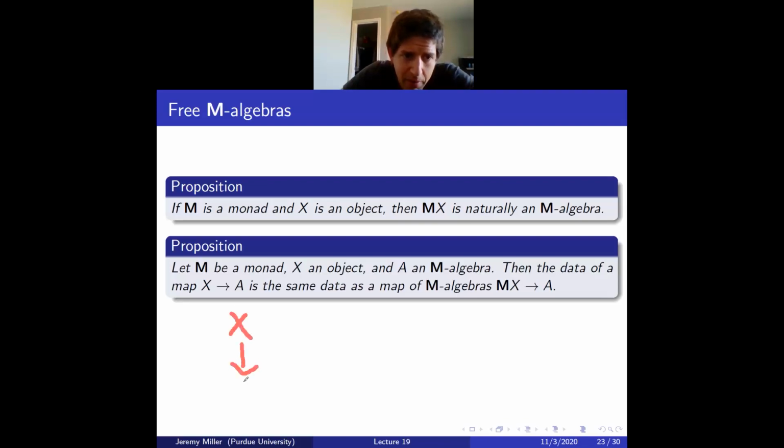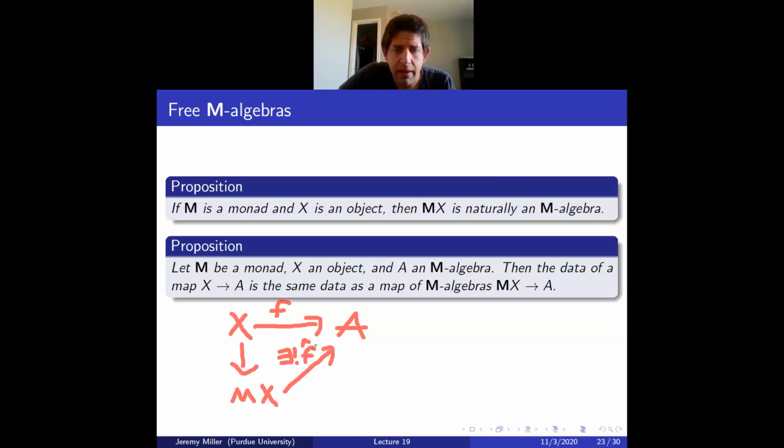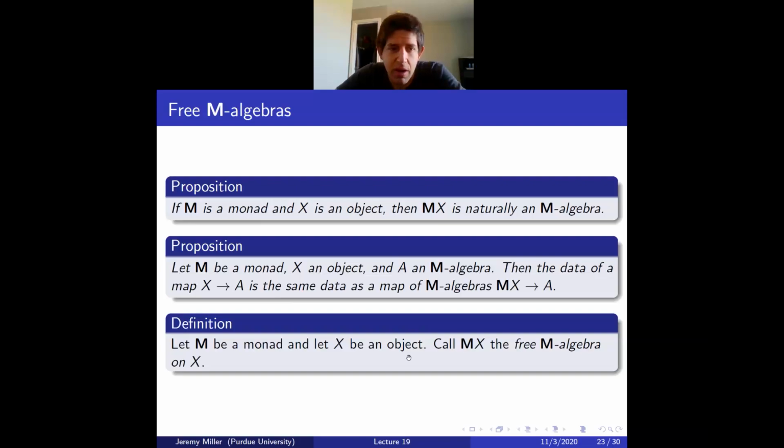So there's a map from X into MX, and let's say you have a map in the underlying category from X to A, so f is just a map in C. Then we're saying there's a unique map, f hat, and f hat is a map of M algebras. So this is the usual universal mapping property for a free thing. So we're just going to call MX the free M algebra on X. And the justification for this name is the second proposition.